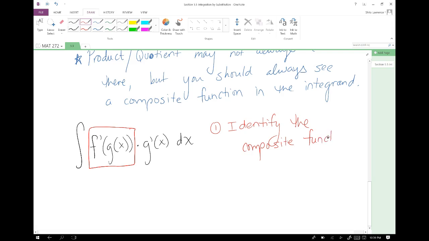There should always be a composite function in your integrand. Now, one of those functions individually is fine, but the two of them together is not fine. So we need to get rid of one of them, and it's going to be easier to get rid of the inside piece. So we're going to let u equal the inside of your composite function. We're going to let u equal g of x, which is the inside of the composite function.